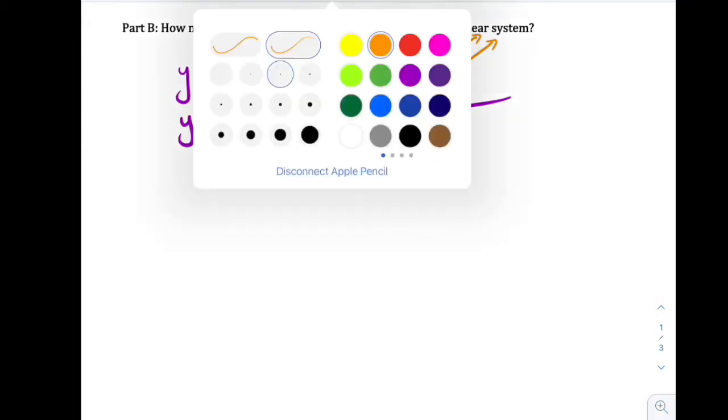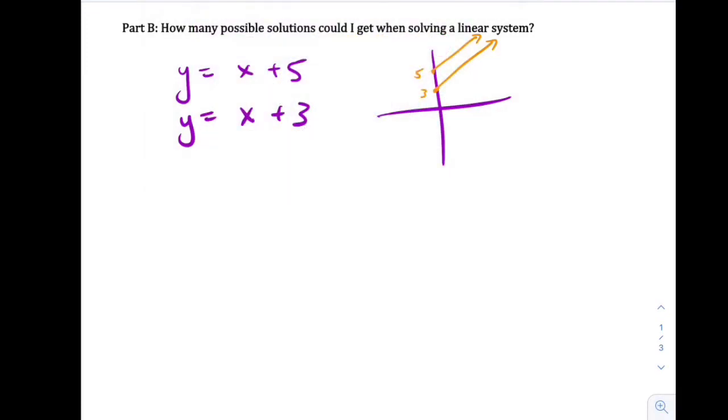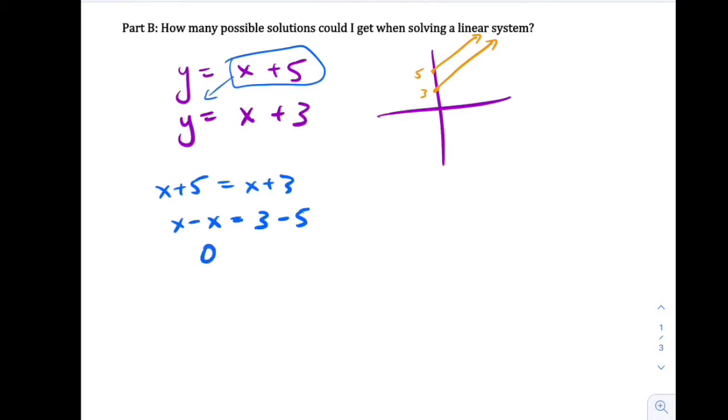So what would happen if I use substitution on this? Well, you'd see right away. I'm going to take x plus 5 and substitute it in over here. We're going to get x plus 5 is equal to x plus 3. And when I isolate, I'm going to get x minus x is equal to 3 minus 5. And we end up with 0. X is gone.